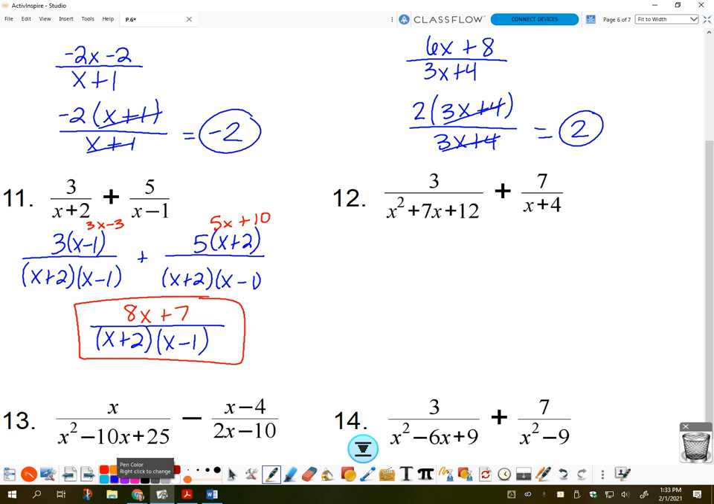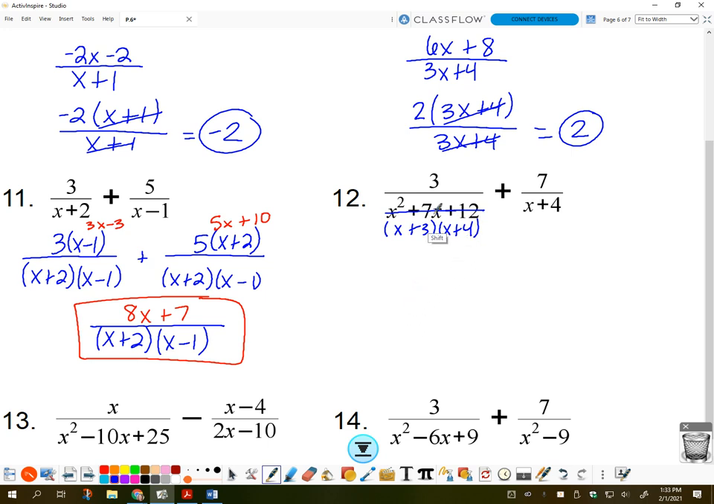Alright, so for the next one, you have two different denominators, but they're not both basic. This one will factor, so we're going to have to factor this denominator. We're going to use this factored form because it's easier to get a common denominator when you know the factors of what you're dealing with.